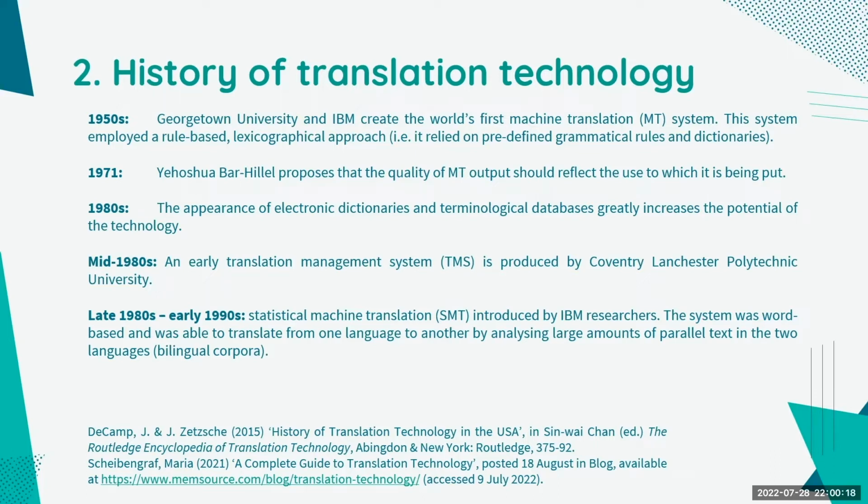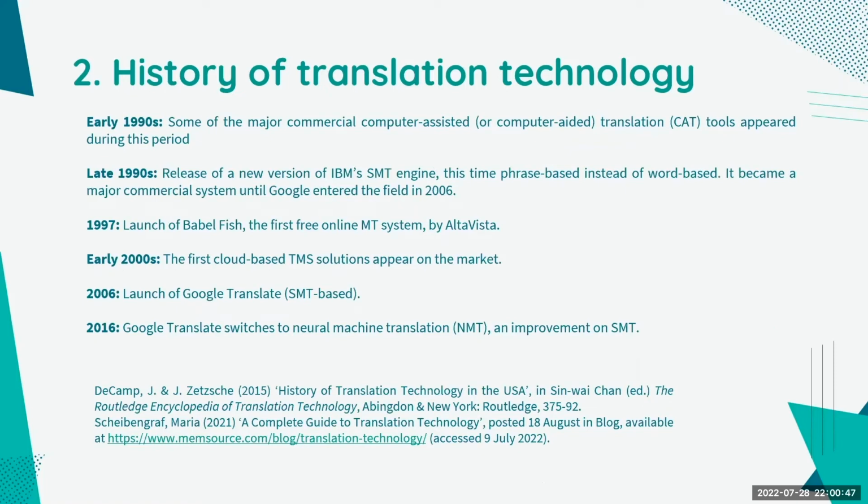Between the late 1980s and early 1990s, IBM researchers introduced the statistical machine translation system. It was word-based and able to translate from one language to another by analyzing large amounts of parallel texts in two languages, so it was considered bilingual corpora. In the early 1990s, some of the major commercial computer-assisted translation tools appeared.